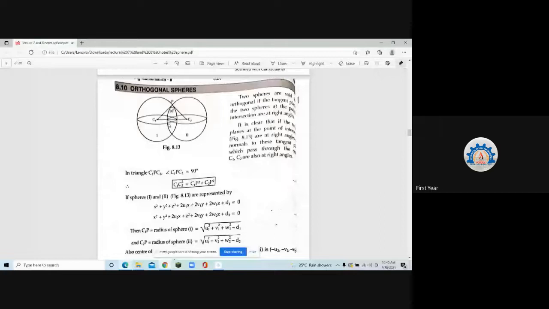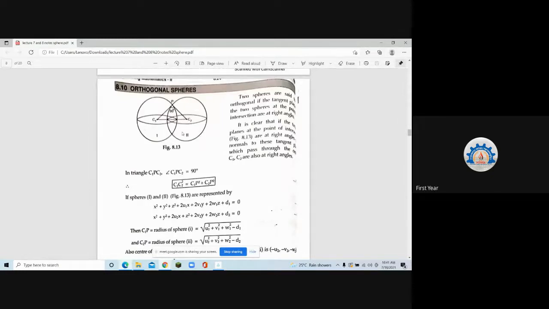If the lines we draw from P to the centres C1 and C2 make angle C1 P C2 of 90 degrees, then I say that the 2 spheres are orthogonal to each other. That's the definition. 2 spheres are said to be orthogonal if the tangent planes to the two spheres at the point of intersection are at right angle. So C1 P C2 is 90 degrees, then we say that the two spheres are orthogonal to each other.